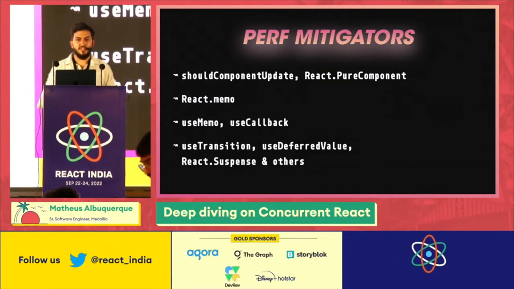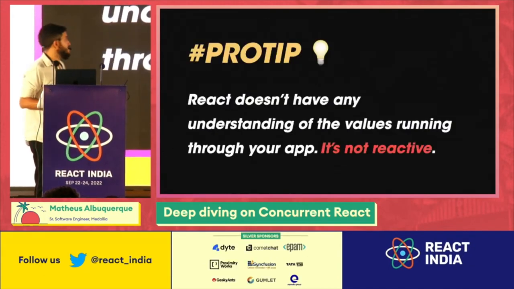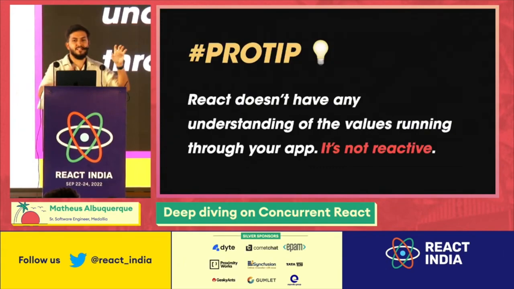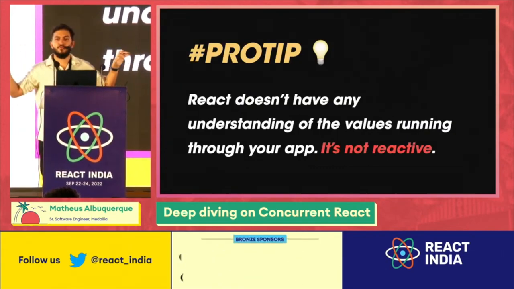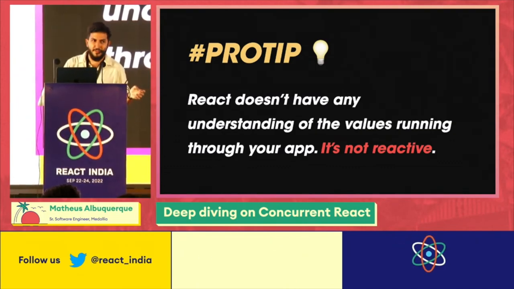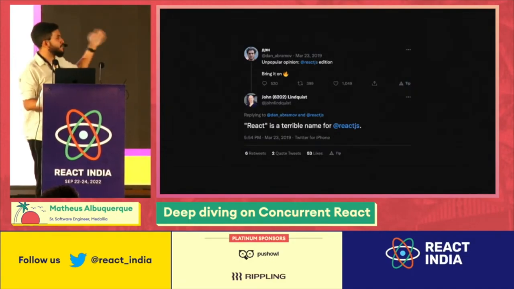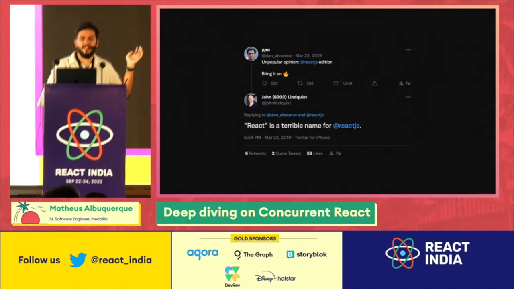So these mitigators have a reason, and the reason is React doesn't actually have an idea of the flow of the values through our app, and that's why we can say it's not reactive. And that's pretty ironic, and it's actually been kind of a joke in the community for a couple years now.